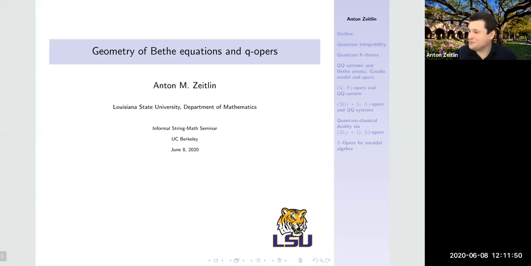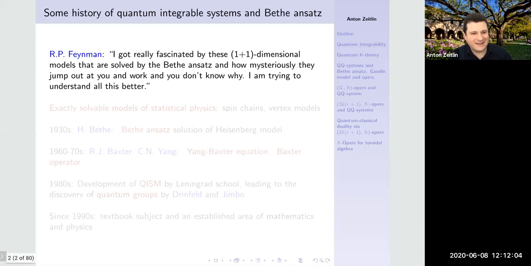And as you see, the storm passed and it's sunny in Louisiana right now. So I will talk about different geometric facets you have with Bethe equations and integrable models. And let me start by bringing in a quote from the great R. P. Feynman, how he was fascinated by these two-dimensional models and how they are solved by Bethe ansatz and how mysteriously they jump out at you and work out. So they keep mysteriously jumping at us, these models which are solved by Bethe ansatz, and now they're jumping out of geometry.